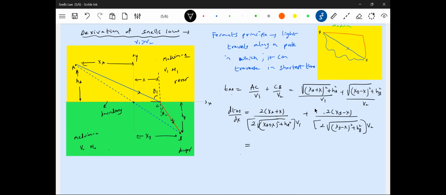Looking at this, what can we define as sine theta 1? Now this 2 will get eliminated, xa plus x divided by the hypotenuse, into v1. The other term will become the negative of this derivative, minus of (xb minus x).